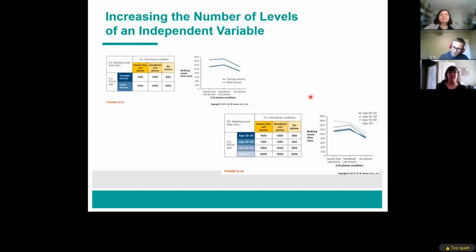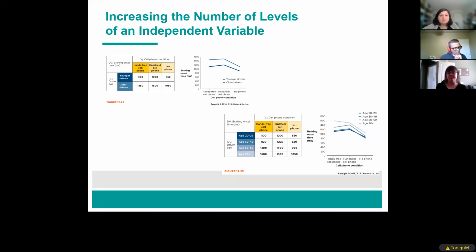All right, so this is when research gets a little bit more intricate. Let's say you wanted to increase one of the levels of the independent variable. We're doing the cell phone study with younger and older drivers again, with braking onset time. But now we have an added level of the independent variable where no phone is used. So are people just really bad at their braking onset time, or is it really affected by the presence of a cell phone? So this has now become a 2x3 factorial. 2, because the first independent variable has 2 levels, younger versus older drivers. And 3, because we have 3 levels of the cell phone condition: hands-free, handheld, and no phone.